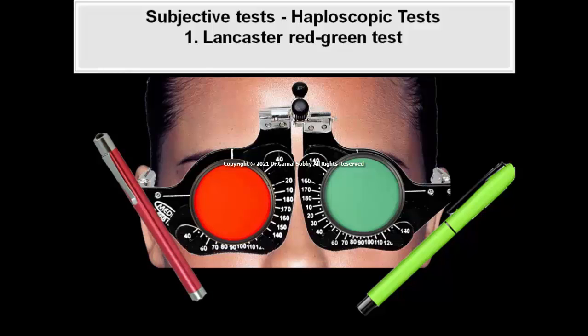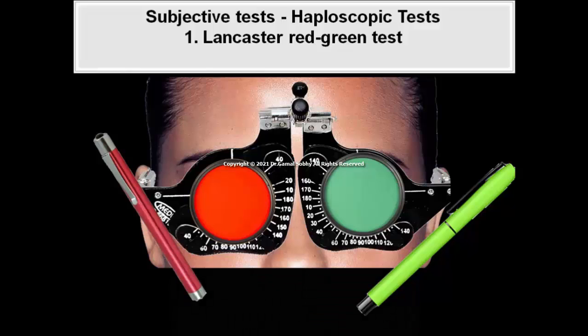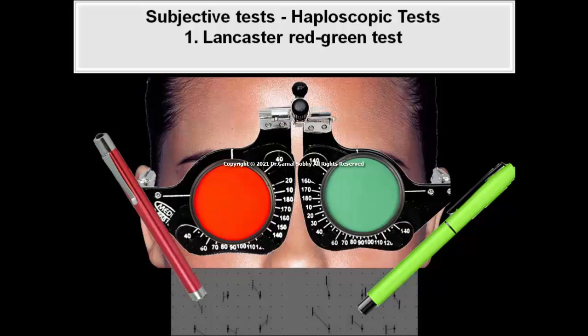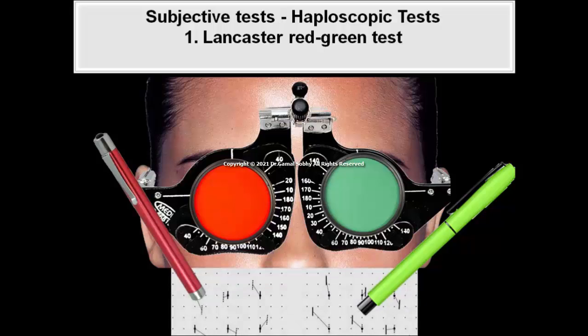Haploscopic tests. Lancaster red-green test. The patient is equipped with red-green reversible goggles. Two projectors are used, a green projector, handled by the patient, and a red projector, handled by the examiner. If one assumes that correspondence is normal, the two streaks will be separated on the screen by an amount corresponding to the deviation of the visual axis.